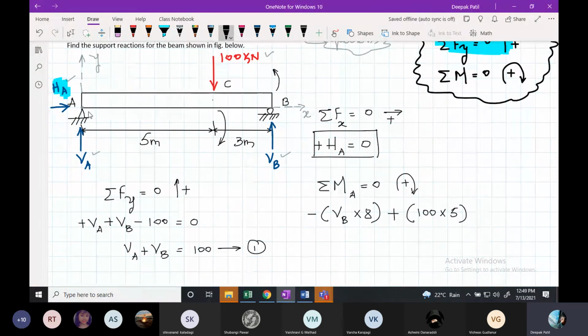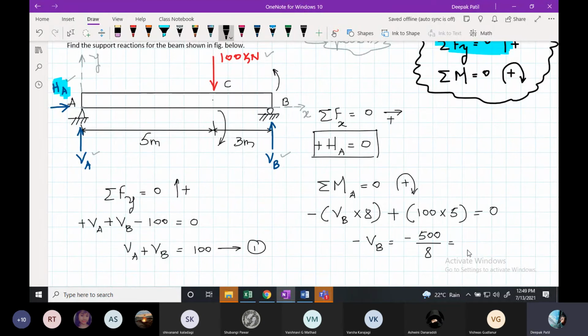Okay, what about VA at A? The moment of VA at A will be 0 because there is no perpendicular distance. The moment of HA at A will also be 0 because that also has no perpendicular distance. So equate this to 0. Now in this equation, there is only one unknown, that is VB. If I take it to that side, it will be minus 100 minus 500. This is also minus VB, so VB equals minus 500 divided by 8.